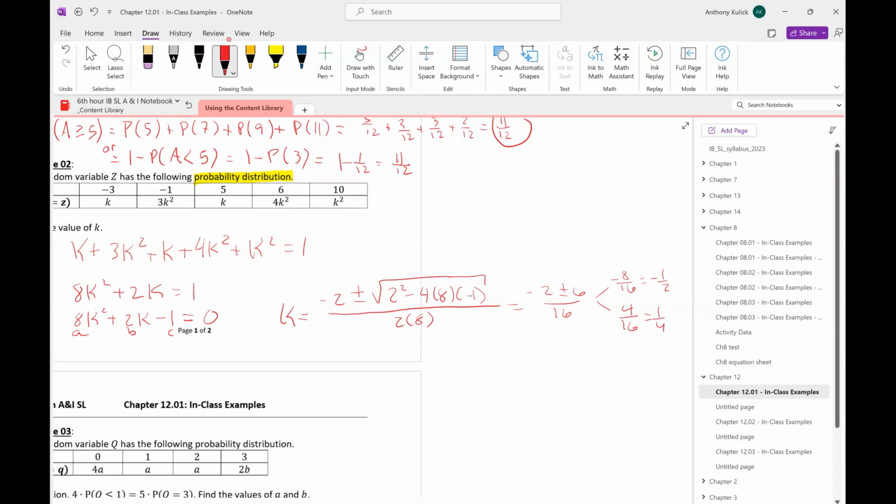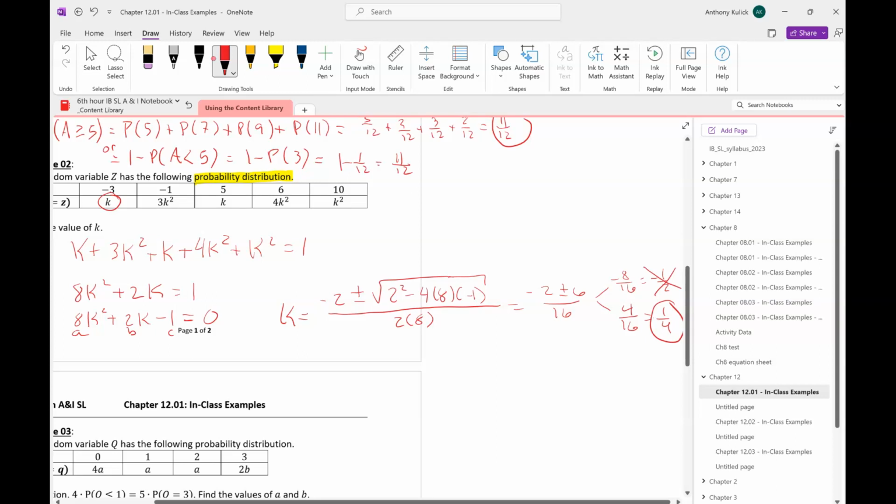How do I know which one that I want? You'd have to plug it back in, right? Nope, I can do it probably without plugging it back in. What else? Remember, K is a probability, right? So what numbers does K have to be between? It has to be between 0 and 1. So it can't be the negative. So I can discard that one immediately, and that's the one I must want.